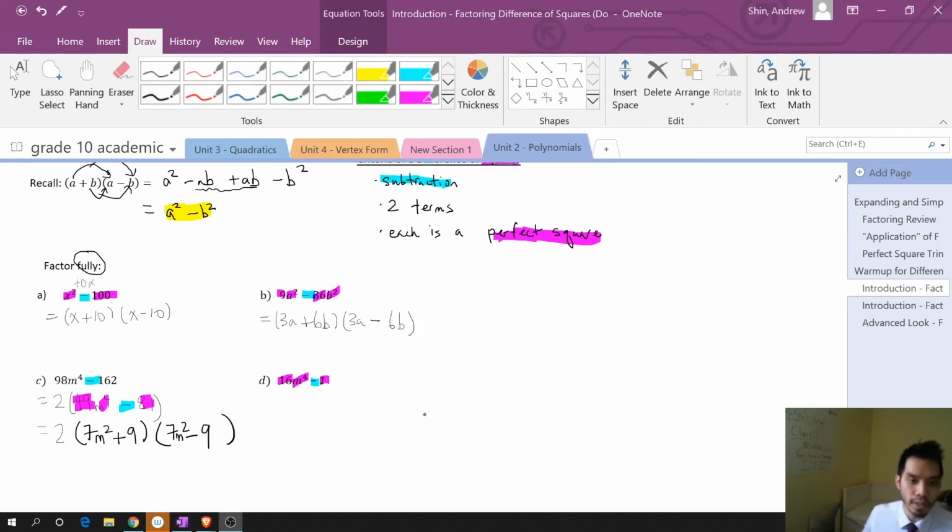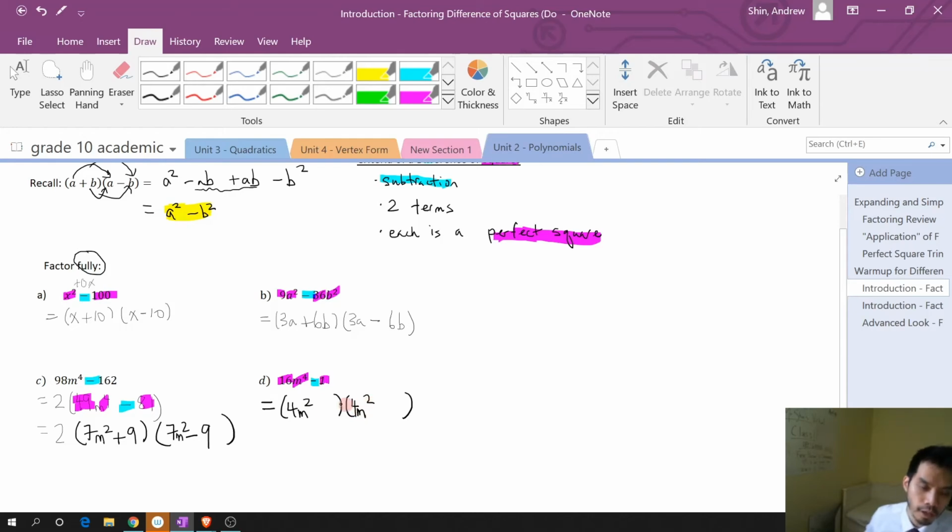And the last one, part D, 16m to the power 4 minus 1. Again, this is considered a difference of squares based on what we described here. So I'm going to set up my two binomials and find the square root of each of them. The square root of 16 is going to be 4 and 4, because 4 times 4 will give me 16. M to the power of 4 is m squared times m squared.